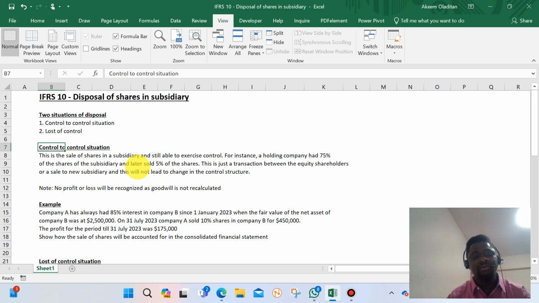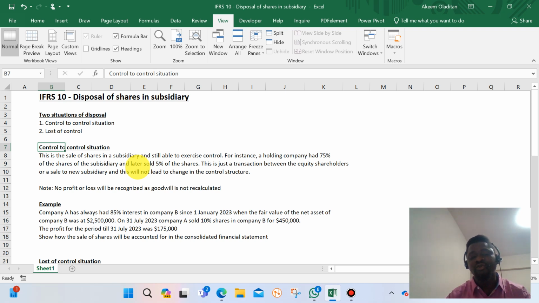You understand? That's the reason we don't see it that way: we don't lose control and there's no need to recalculate goodwill. As a result, there is no need to calculate profit or loss on disposal, because that investment as a subsidiary is still there.